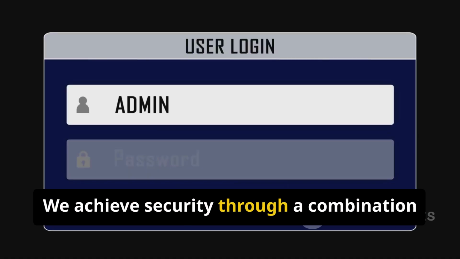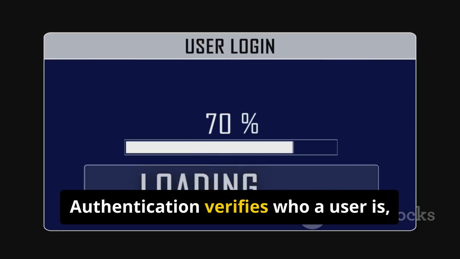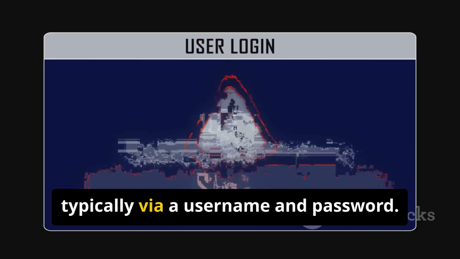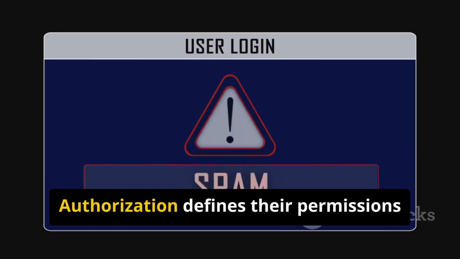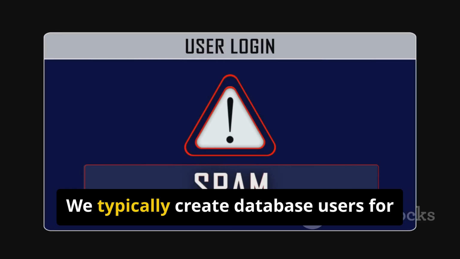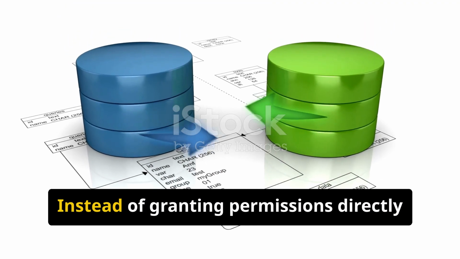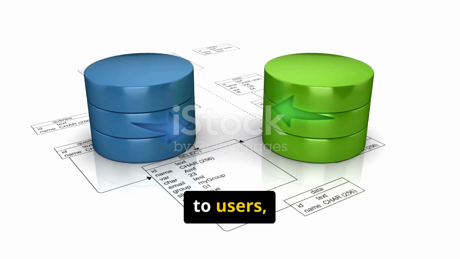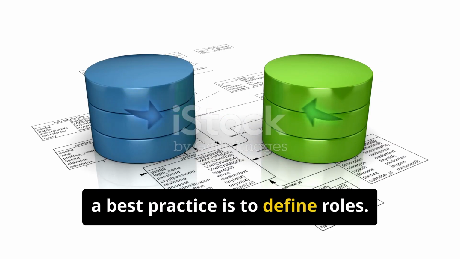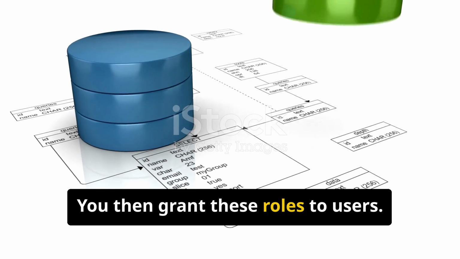We achieve security through a combination of authentication and authorization. Authentication verifies who a user is, typically via a username and password. Authorization defines their permissions once authenticated. We typically create database users for applications and individual administrators. Instead of granting permissions directly to users, a best practice is to define roles. A role is a collection of privileges. You then grant these roles to users.